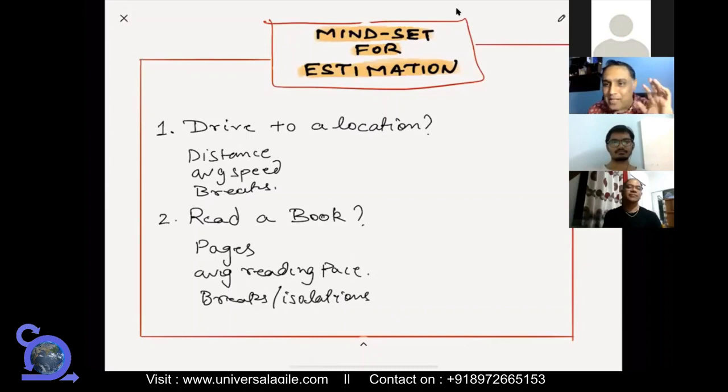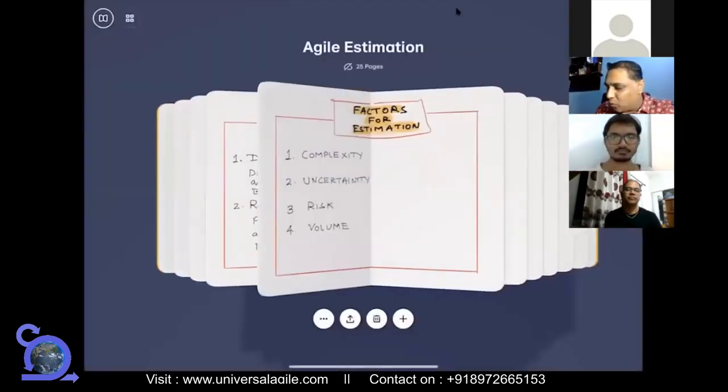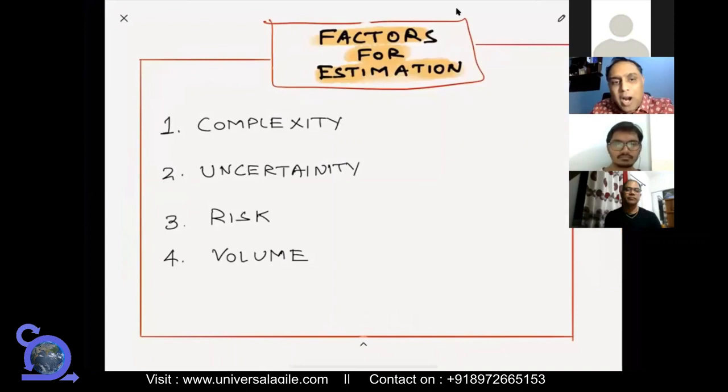Right. To understand the mindset, everybody is clear on the mindset, that what is the normal mindset during estimation with everybody, right? Now, with this mindset in mind, let's move on and let's see what are the factors for estimation which you may need to have. So complexity is one, right?